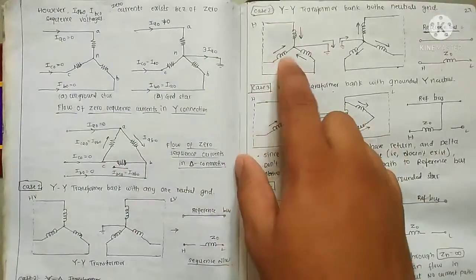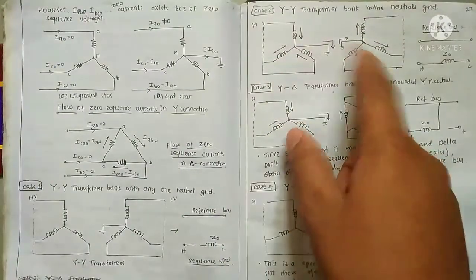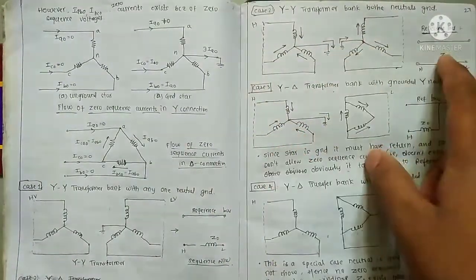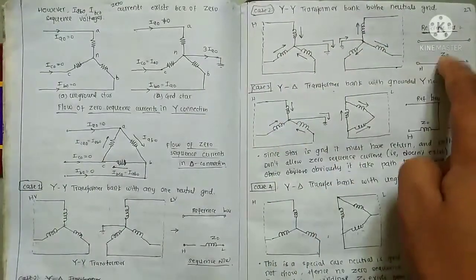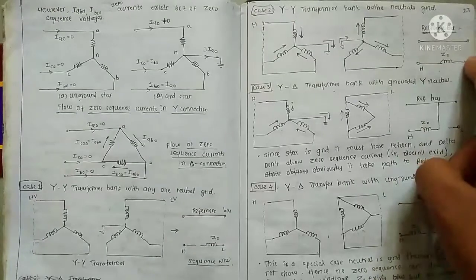In case 2, we have two star connections with neutrals. Therefore a complete current flow exists from primary to secondary. Therefore Z0 will occur and current will flow.